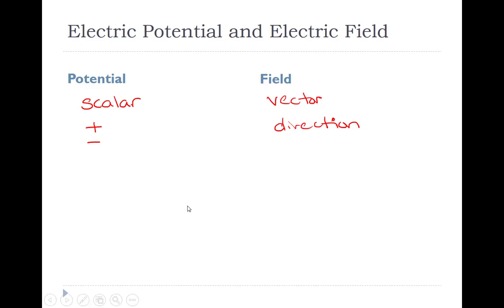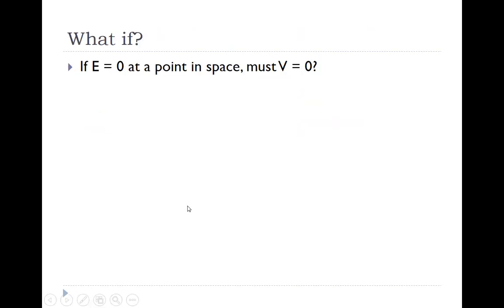So, two questions to conclude. If the electric field is 0 at a point in space, must the potential be 0? So let's go with an easy example and remember why the electric field goes to 0 at that point. What I'm going to start with is two positive charges equal in size. I'm going to go to the spot right smack dab in the middle of them.